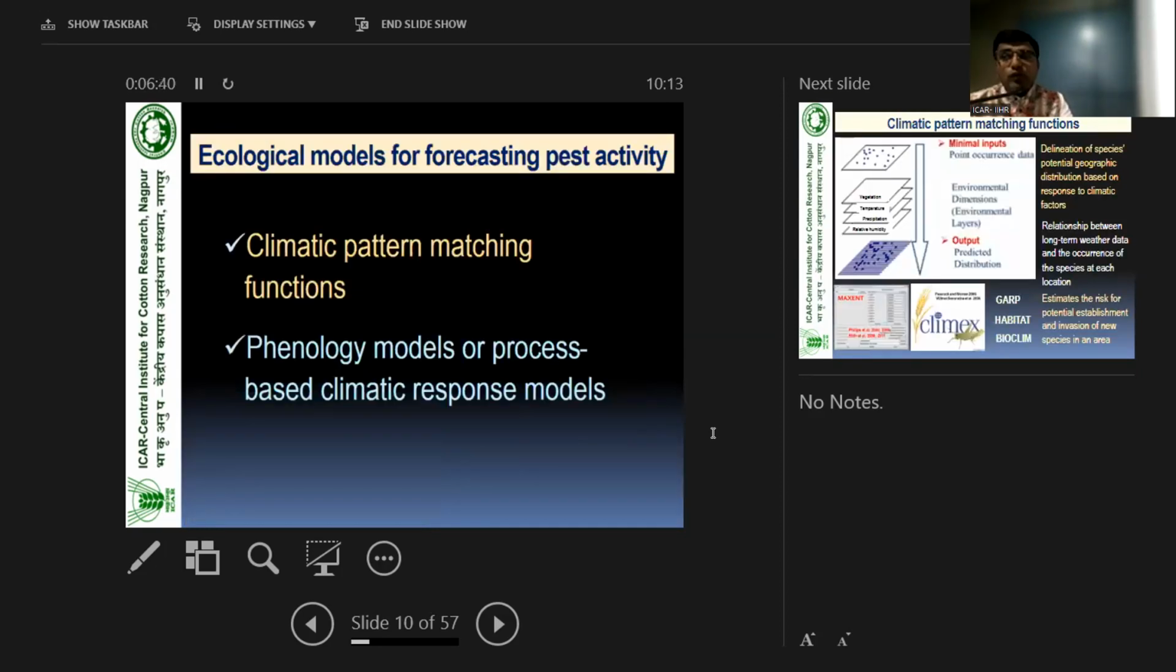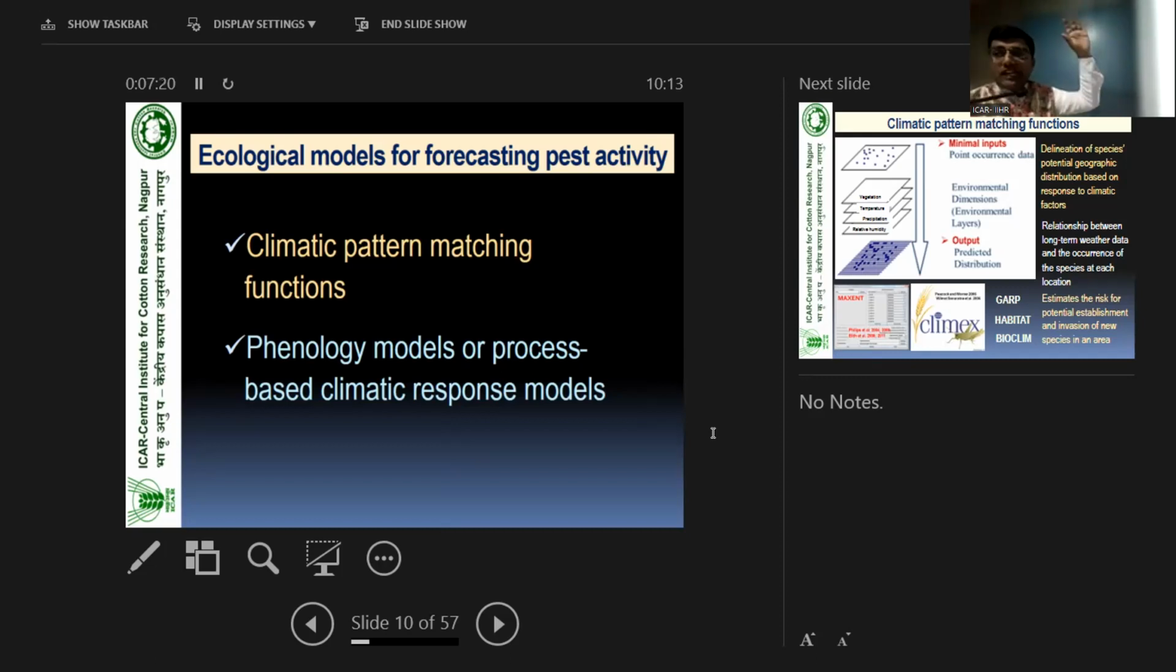So there are two broad patterns. Now I am coming down from climate change to the Indian scenario, to insect pest impact, then different models, and again to insect pest activity. So these are the two patterns for studying insect pest dynamics. I think yesterday or the day before, you were told about Maxent, the climate pattern matching function. Dr. Gundappa, one of my colleagues, explained about the Maxent model. That comes under the first category, climate pattern matching functions. The principle on which the model operates is climate pattern matching.